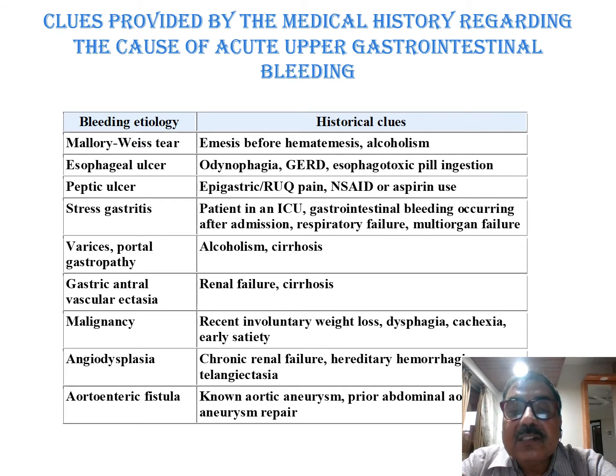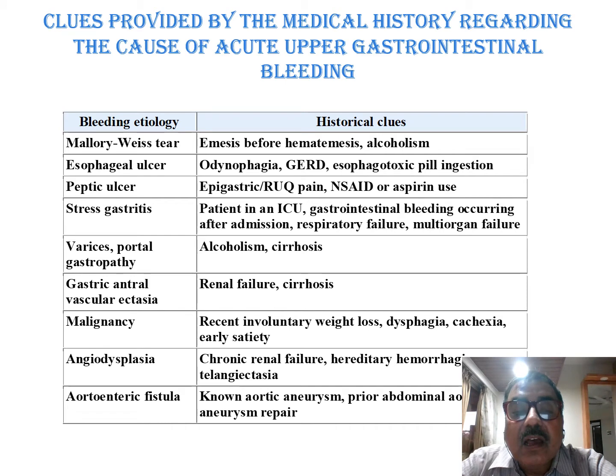Esophageal ulcers have odynophagia, meaning there is difficulty in swallowing. There is gastroesophageal reflux disease. Esophagotoxic pills, particularly, you have heard of methotrexate. There are the bisphosphonates. So these are the drugs which cause pill esophagitis and gastritis. And if somebody is taking them, it can be taken into account.